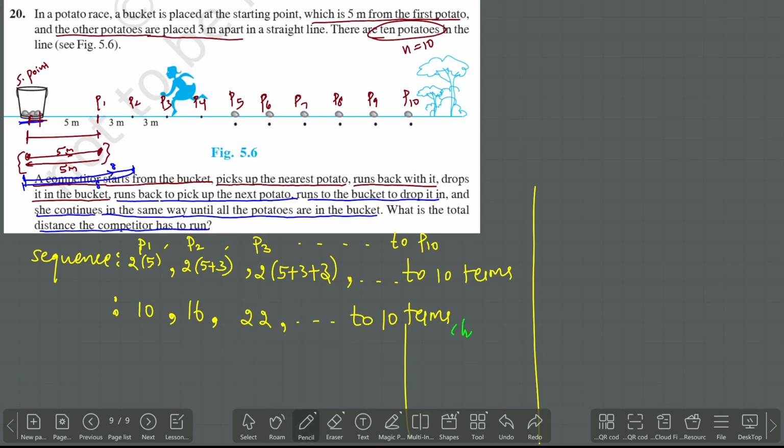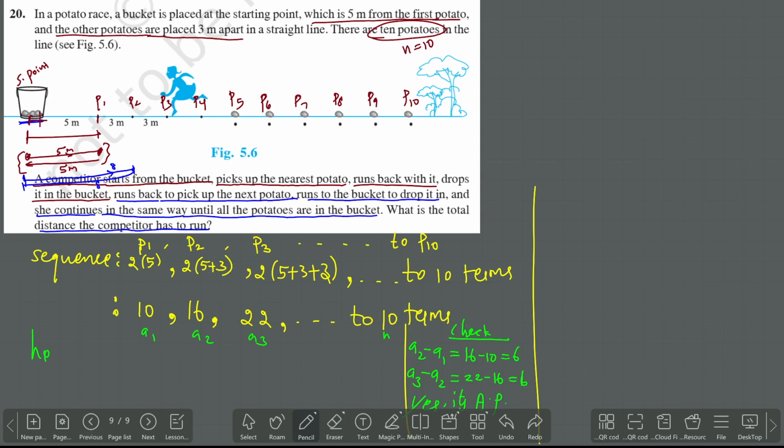First, checking will complete whether it is AP or not. This is my A1, A2, A3. This is my N. So A2 minus A1. What is A2? 16 minus 10 equals what? 6. A3 minus A2 equals 22 minus 16 equals 6. Okay. Then what you will write? Yes, it's AP, or it forms an AP, whatever it's formed.